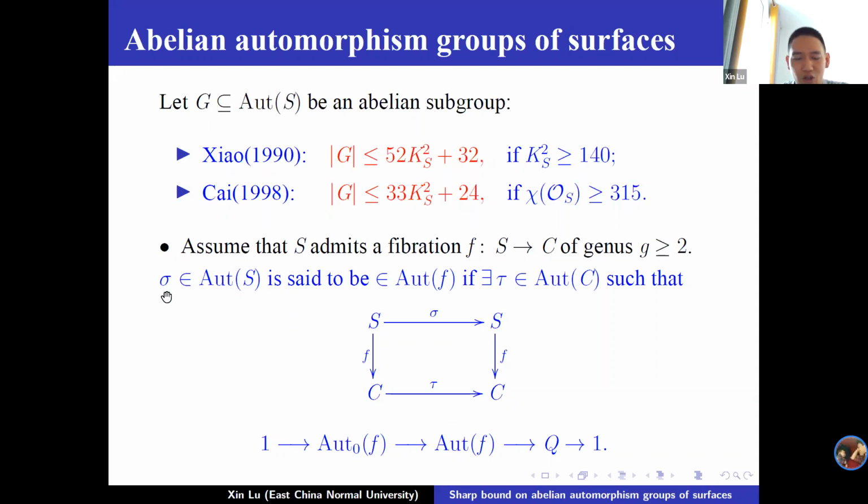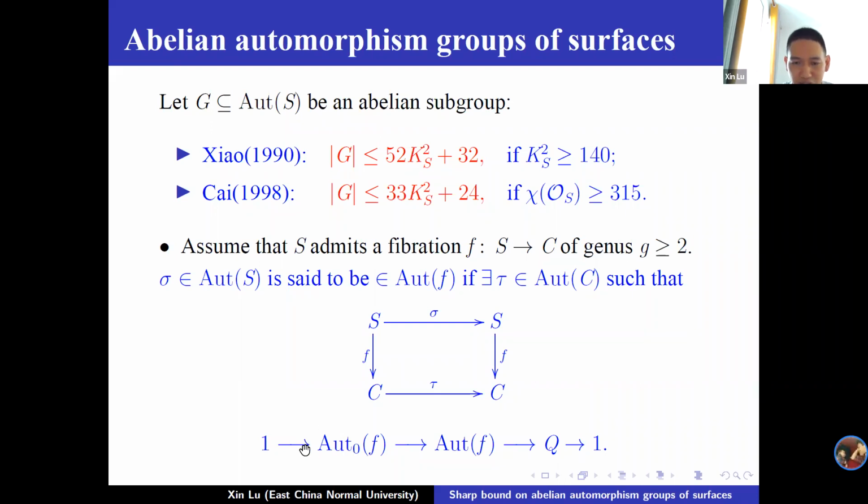For an automorphism in Aut(f), it just keeps the fibration invariant. It maps this fiber to another fiber. And this quotient can be viewed as a subgroup in Aut(C). This is the set of tau here. So somehow from this exact sequence, one can decompose the automorphism group of the fibration into two parts. One is the subgroup which keeps the general fiber of f invariant.